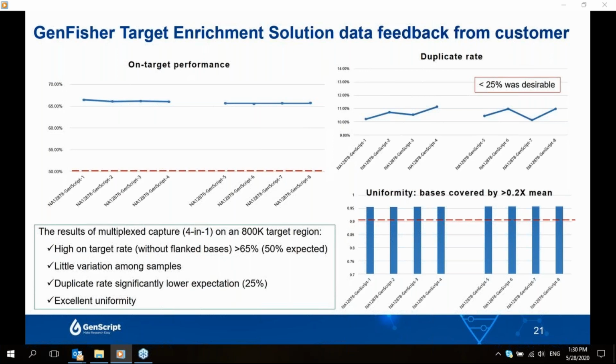I hope that the data from our own and from our customer have demonstrated that GenFisher capture probes offer a novel solution to NGS hybrid capture that provides excellent probe quality, quantity, and uniformity.